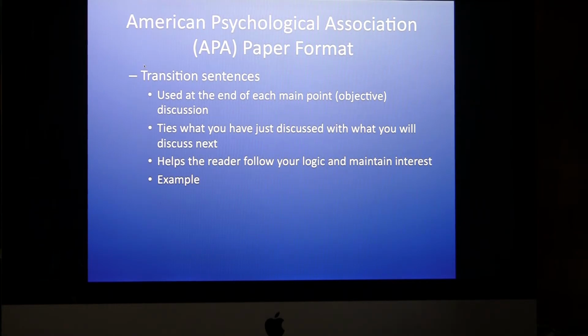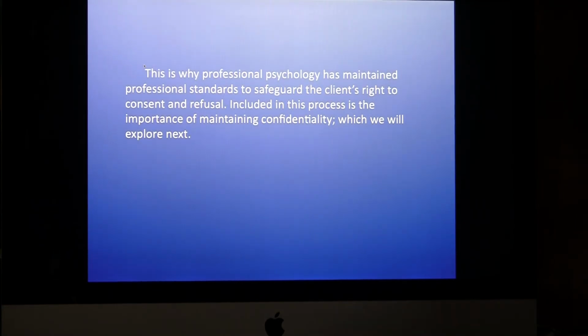Okay, here's an example. This is an example of a transition sentence that a student used in a recent paper. And it says, "This is why professional psychology has maintained professional standards to safeguard the client's right to consent and refusal. Included in this process is the importance of maintaining confidentiality, which we will explore next." So I've given just a little summary of what I've discussed in my main point, and then I let the reader know where we're going next.